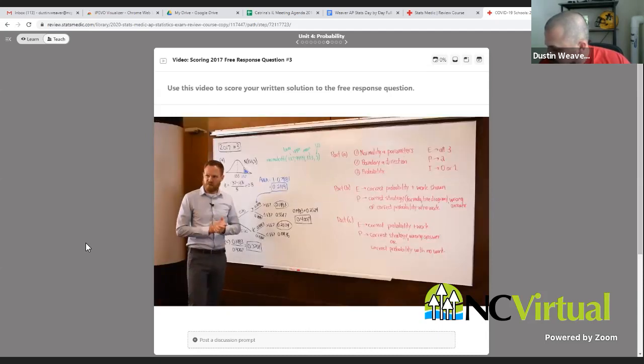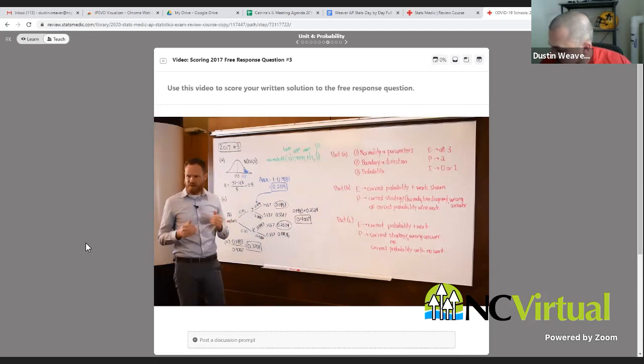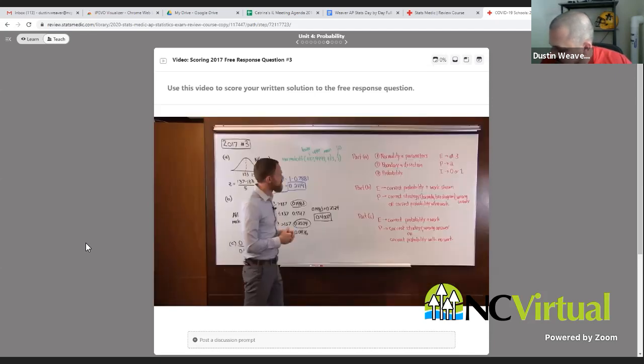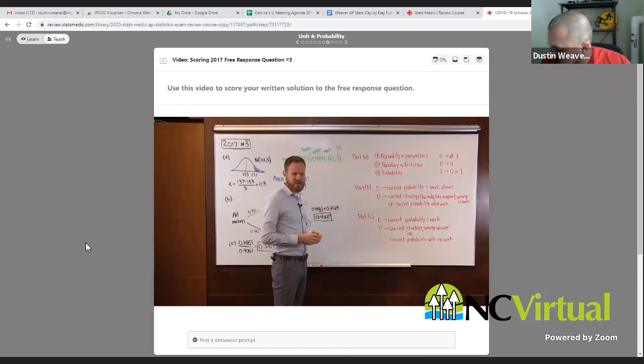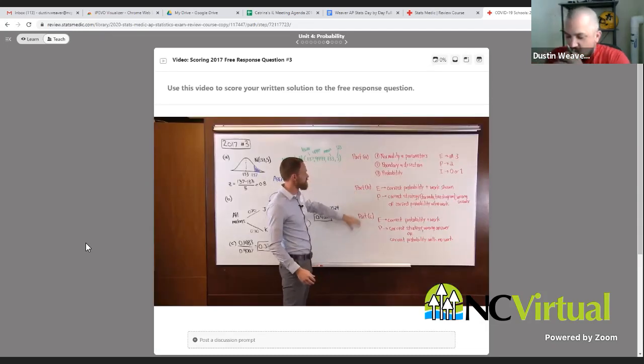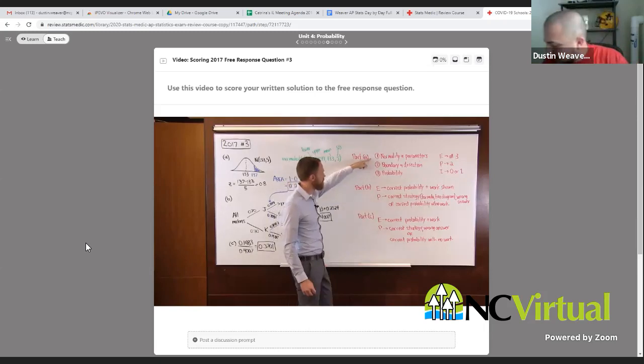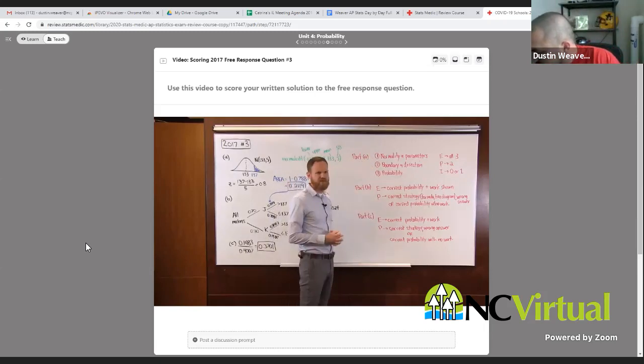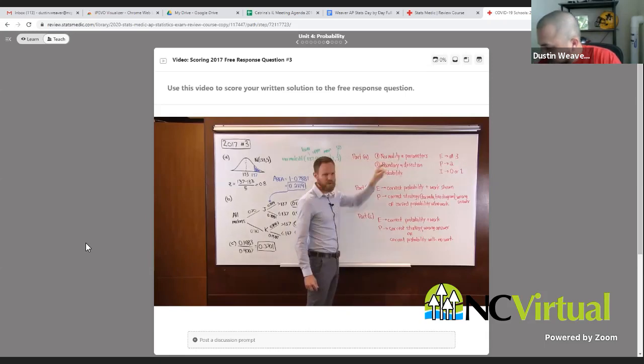So let's take a look now at the rubric so we can decide how to grade this particular question. So the way that this one is graded is it's graded in 3 parts, and for each one of the 3 parts, you're either going to get E for essentially correct, P for partially correct, or I for incorrect. And it's graded by part A, B, and C. So in part A, there are 3 components that are necessary for full credit. The first component is to establish normality and the parameters.